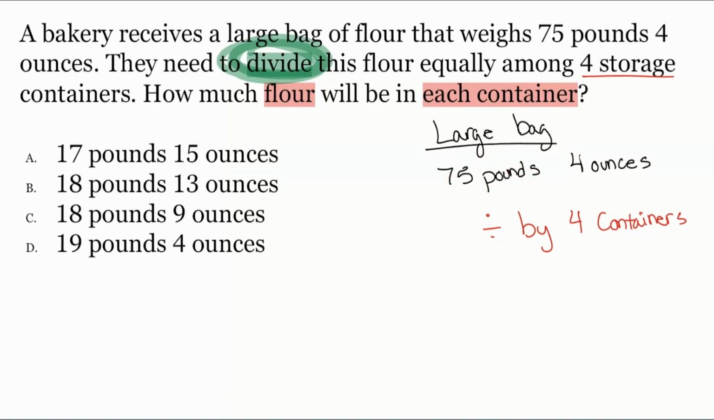So for example, if this was, let's say, 4 pounds and 4 ounces, and we were dividing that by 4, well, then that'd be easy, because then that would be 1 pound, 1 ounce. And that would be super easy. But in this case, it's not that easy. We don't have a whole number that we'll receive from dividing 75 by 4. So that's what the problem is.